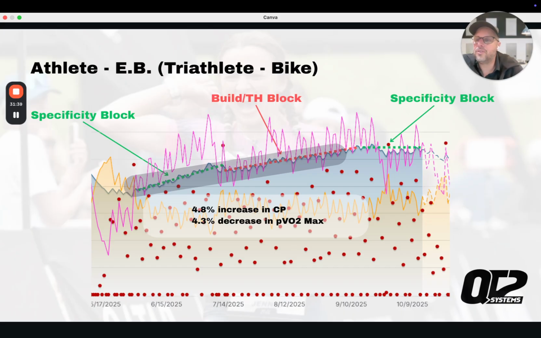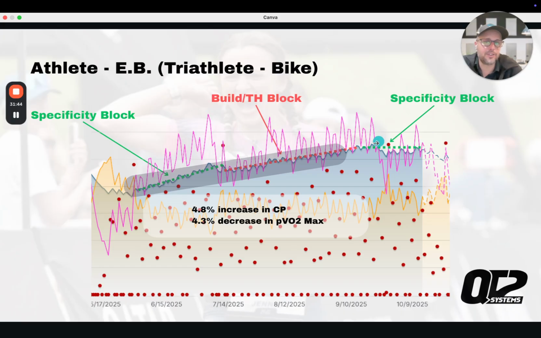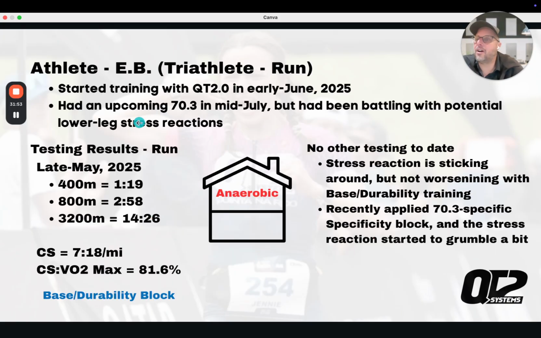So now this specificity block looks more, from a CTL perspective, like a specificity block should look versus this initial period. Okay, same athlete on the run.